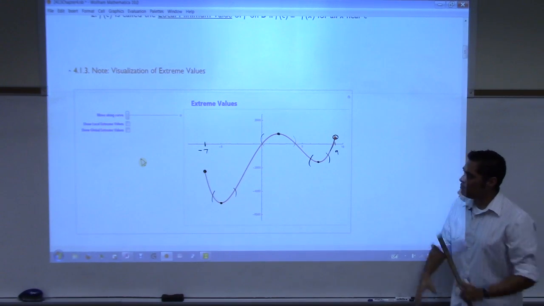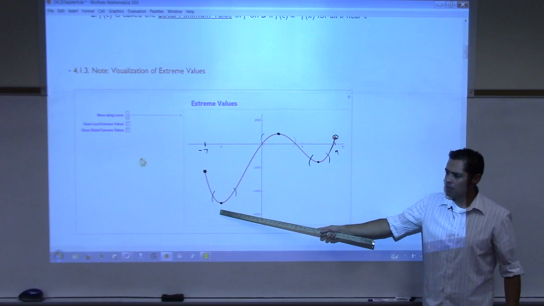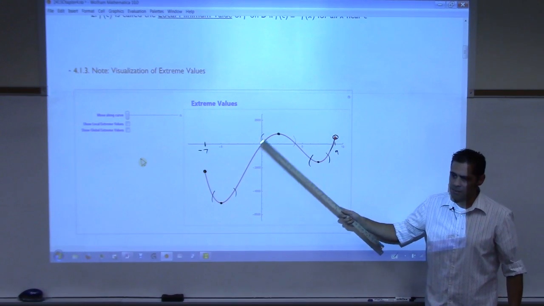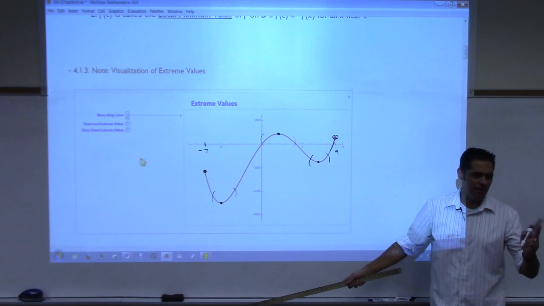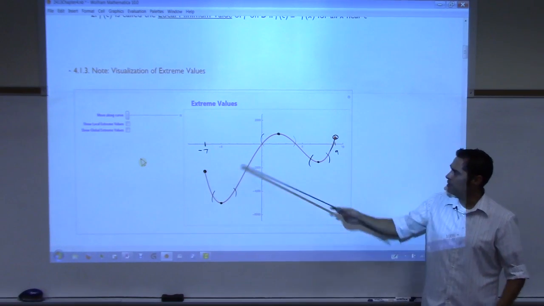Now globally, we said this would be the global maximum, and this would be the global minimum. You can also say absolute maximum and absolute minimum. You'll see it in books different ways. Does this make sense? What about the endpoints?